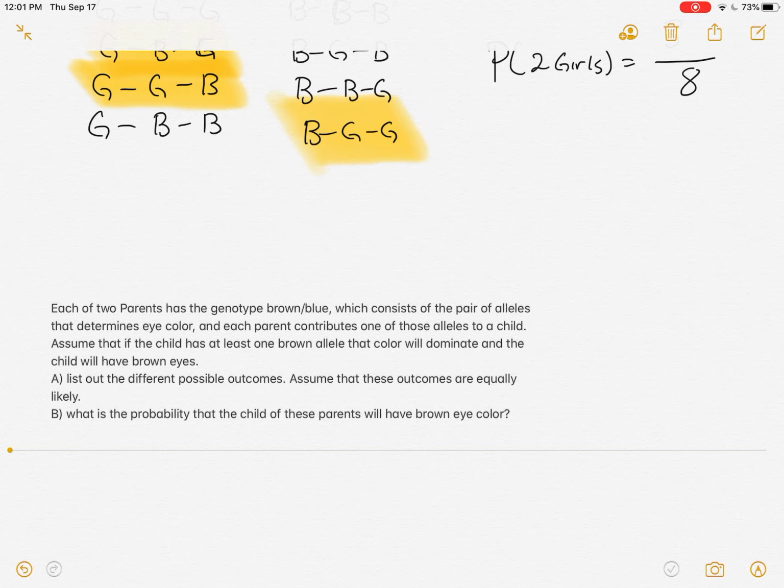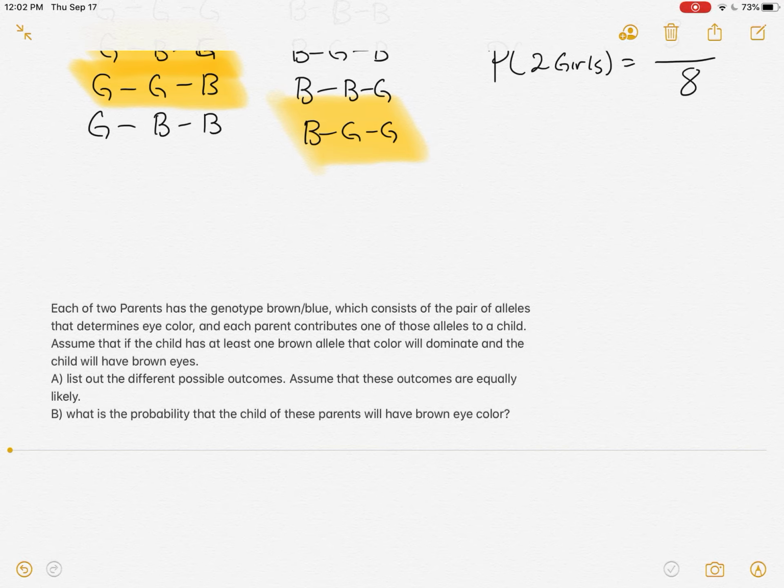Each of 2 parents has the genotype brown-blue, which consists of the pair of alleles that determines eye color. And each parent contributes one of those alleles to a child. So if I had brown-blue, which I do, I could give my brown to a child or my blue to a child, but I can't give both. My wife has blue as well. I don't know if she has brown, though. She might be a blue-blue. But anyway, if I give off one of my browns, then my kids are going to have brown eye coloring, is what it's about to say.